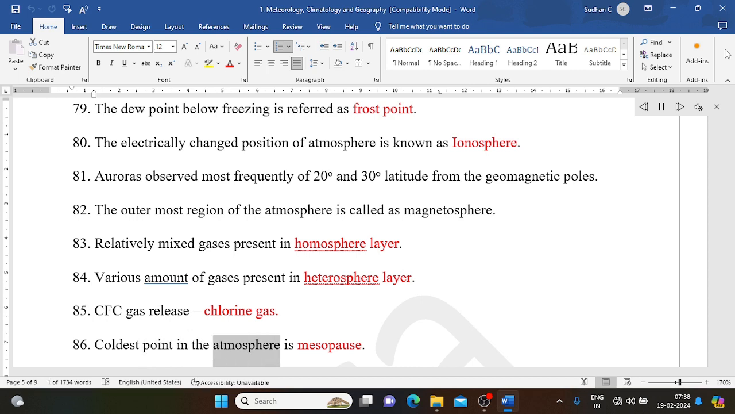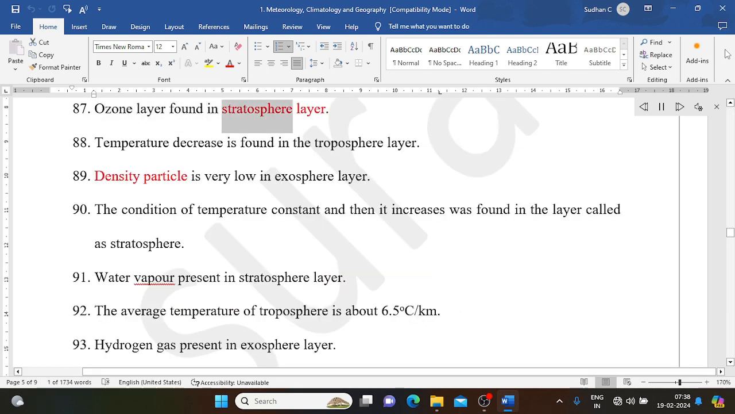The coldest point in the atmosphere is the mesopause. The ozone layer is found in the stratosphere layer. Temperature decrease is found in the troposphere layer. Particle density is very low in the exosphere layer.